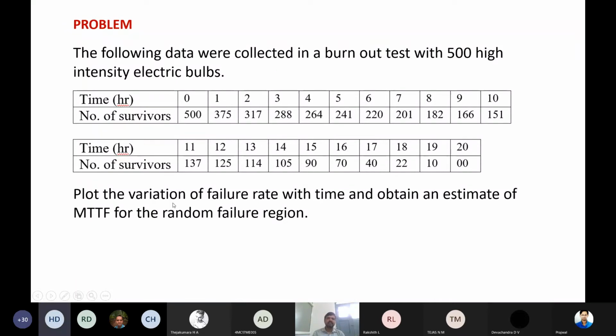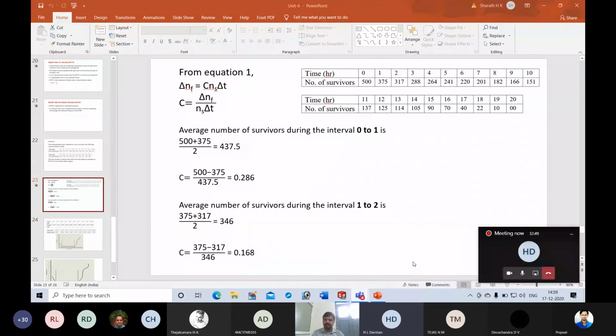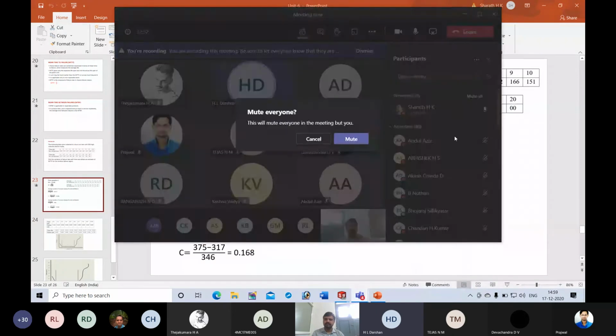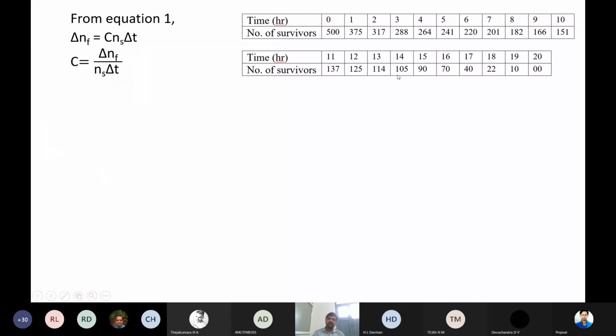Plot the variation of failure rate with time and obtain an estimate of mean time to failure for the random failure region. The random failure region is also known as the chance failure region, so don't confuse them. Chance failure region and random failure region are both the same. So this is the given data in the problem.